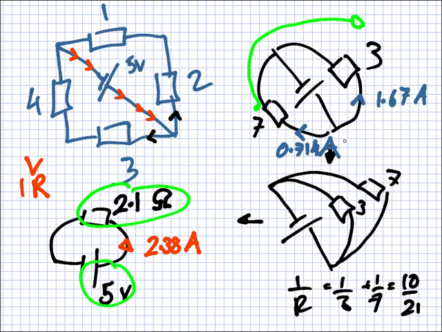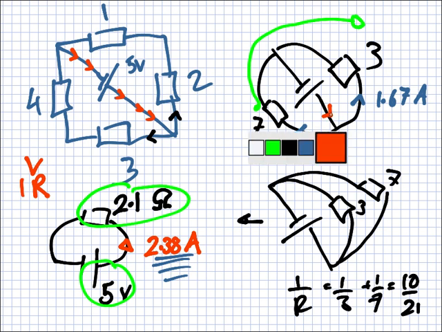Add them together, what do you get? You should get 2.38. Which you should, shouldn't you? Because if this is 2.38 and it splits, then the total here should go back to 2.38. So that means here in the picture, this is 2.38.